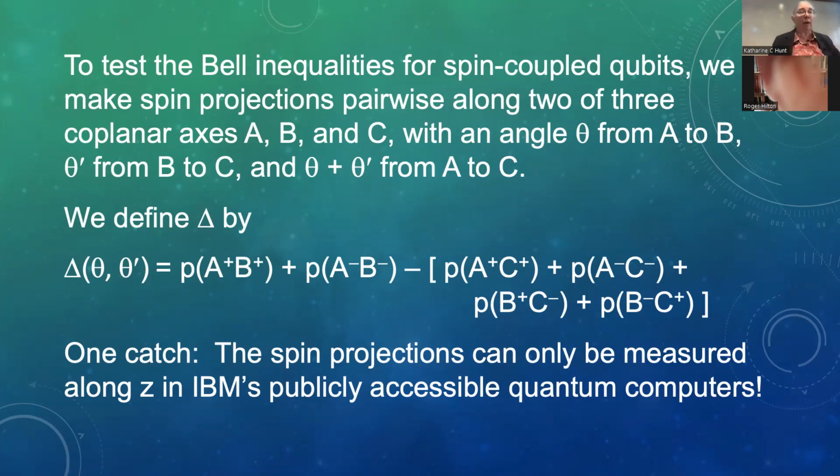There's still one problem that we had to deal with, which is the IBM quantum computers only permit you to measure the spin in the Z direction. And we wanted to find out about measurements along angles, not strictly vertical.